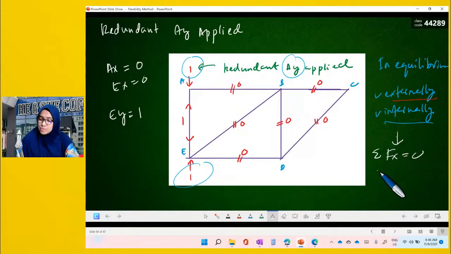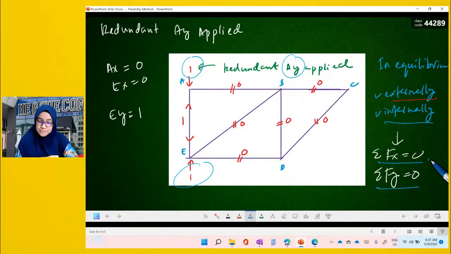Actually, externally we do the same, but we just have to compare with all external loading and reactions. For internal, we have to check this as well, but we need to check it joint by joint. That is why we name the method the joint method. We need to make sure that at each joint this criteria is fulfilled: total Fx is 0, total Fy is 0.